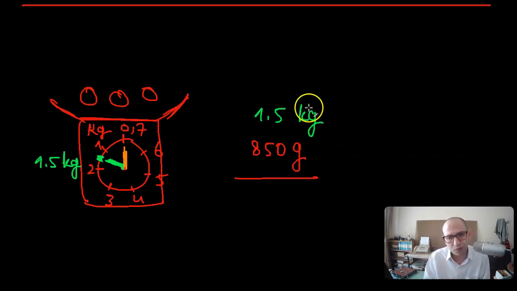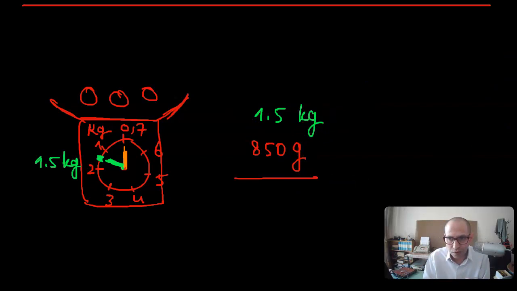So I have to know the relationship between these two measurements. For example, 1.5 kilograms and 850 grams, which one is more, which one is less, and if one of them is more, by how much, and what am I supposed to do?